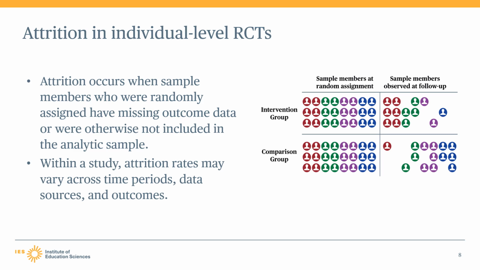By the time of the first follow-up, only a subset of those 48 individuals remain in the study. The boxes on the right show that the study observes outcome data for only 13 individuals in the intervention group and 14 individuals in the comparison group at follow-up.